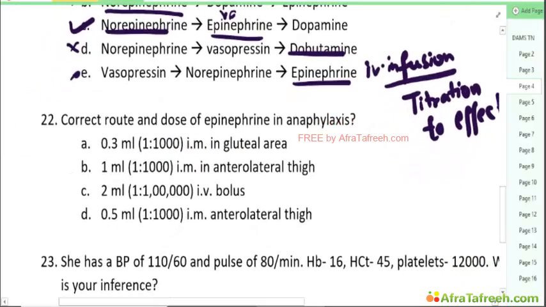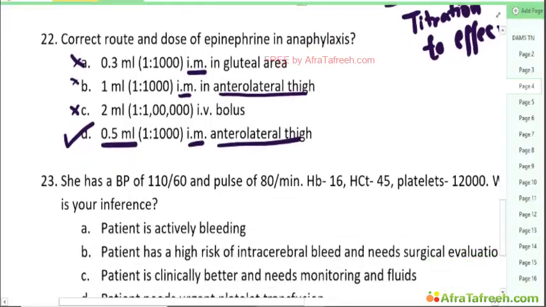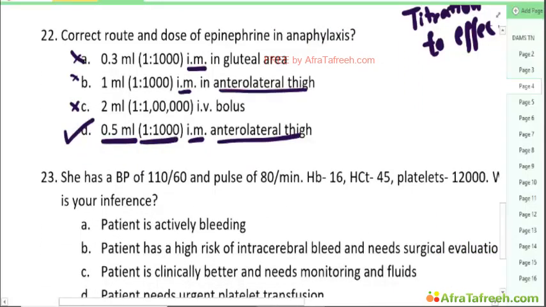Okay, but the route for anaphylaxis is, first of all, it should be IM. Okay, so we have IM, it's not IV. Anterolateral thigh. Okay, not the gluteal area. And the dose is 0.5 ml, not 1 ml, 0.3 to 0.5. Okay, so the correct answer is 0.5 ml, 1:1000 intramuscular anterolateral thigh. All the four components are important.